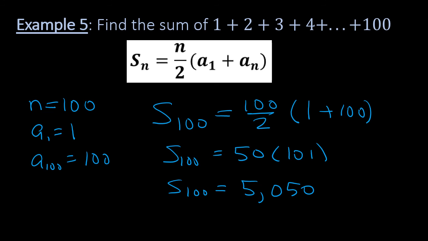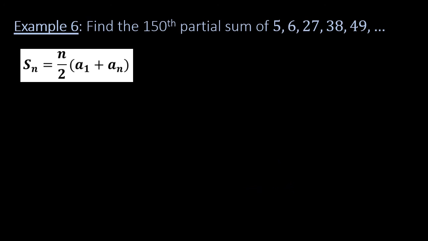5,050. All right, if I keep going, it says find the 150th partial sum. The word partial just means we cannot find the sum of an infinite list. So we're going to take a list and just chunk it down and not find all the terms.